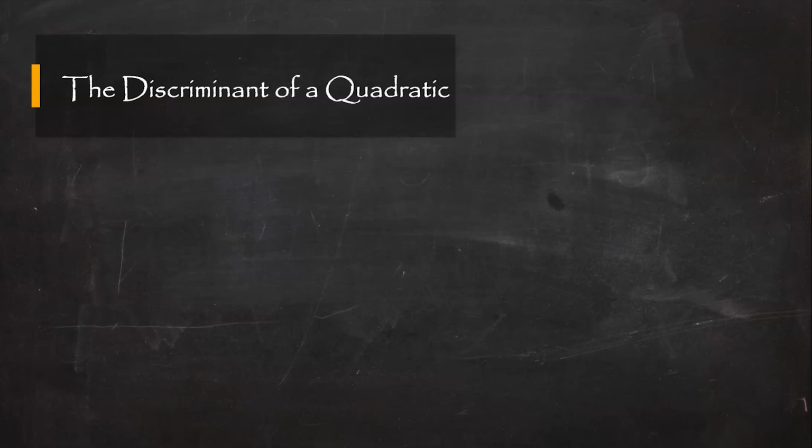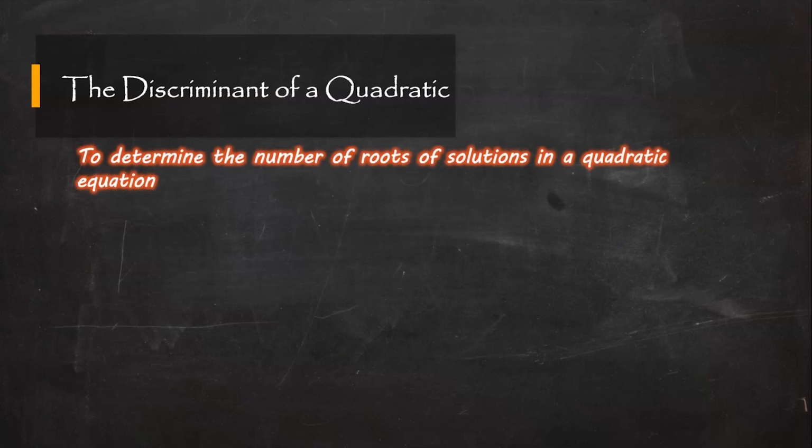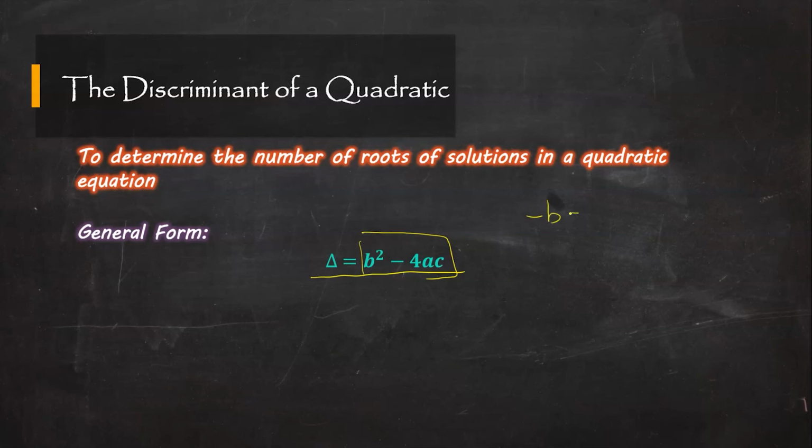So next, I'm going to mention the discriminant of a quadratic. So how does the discriminant work? The discriminant will determine the number of roots, or solutions, in a quadratic equation. And what is it? Its general form is delta equals b squared minus 4ac. And this part looks familiar, right? This is actually a part of the quadratic formula. We have b squared minus 4ac, right? And this is over 2a. So basically the stuff under the square root is our discriminant, delta.